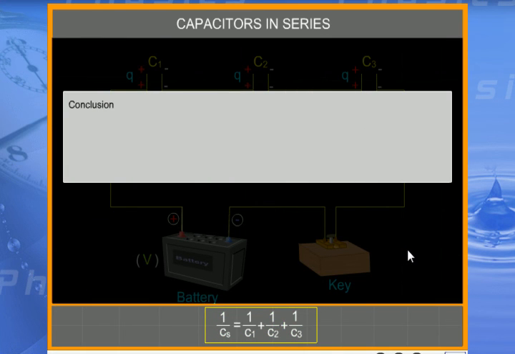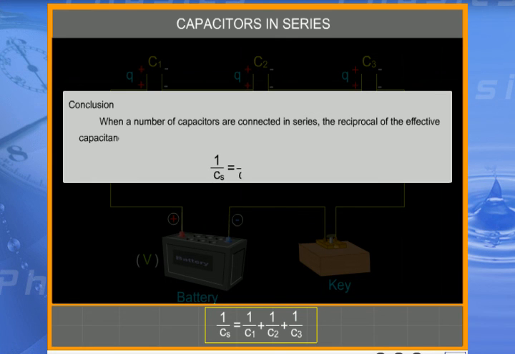Hence, we can conclude that when a number of capacitors are connected in series, the reciprocal of the effective capacitance is equal to the sum of the reciprocals of the capacitances of the individual capacitors.